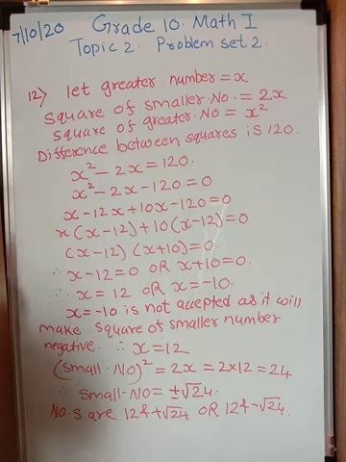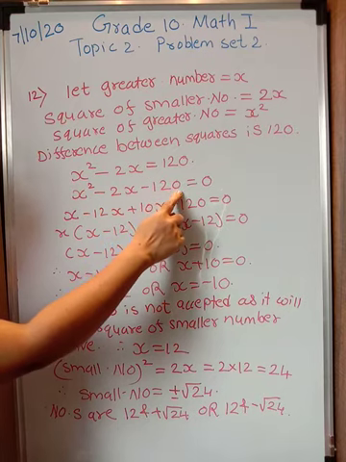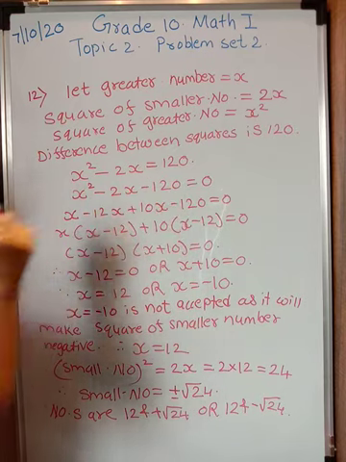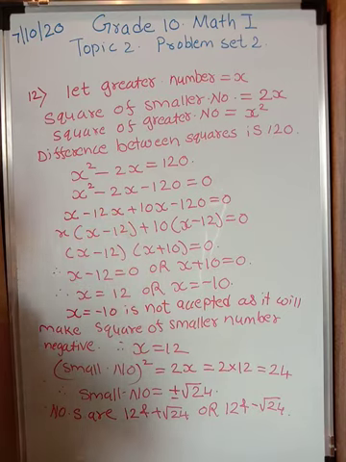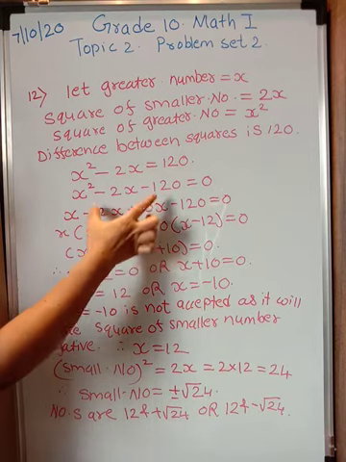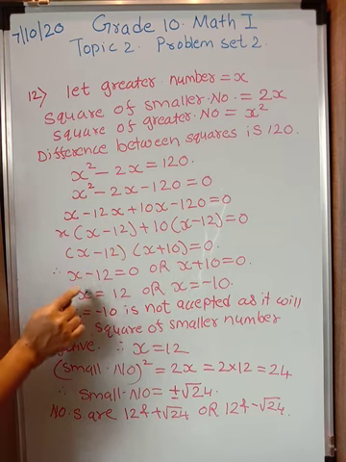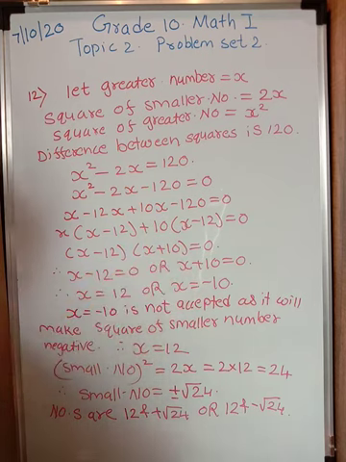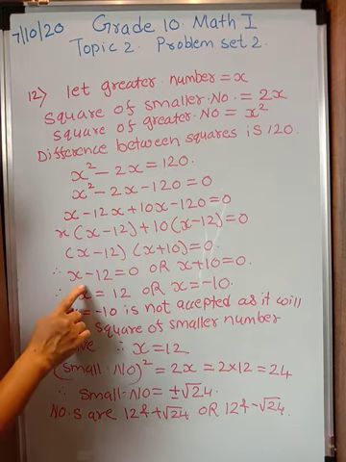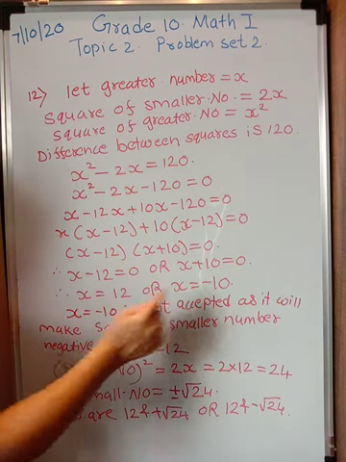Now tell two numbers whose product is minus 120 and whose subtraction is minus 2. So obviously the numbers are minus 12 and plus 10. So I am writing them over here. Solving this, we get either x minus 12 is equal to 0 or x plus 10 is equal to 0. So either x will be equal to 12 or x will be equal to minus 10.